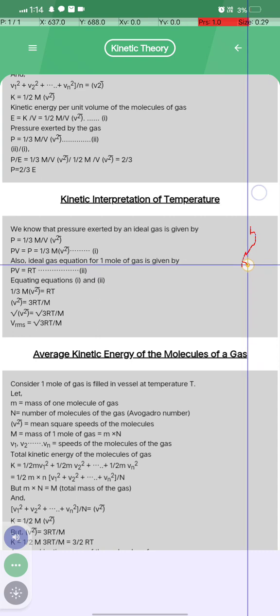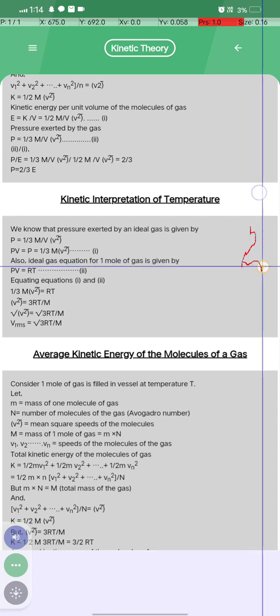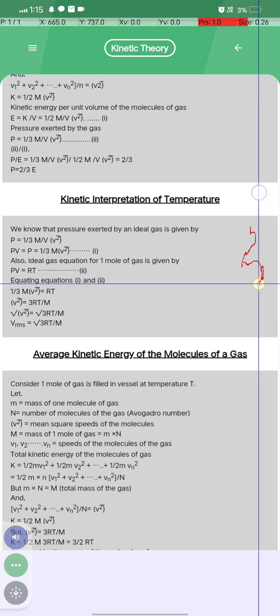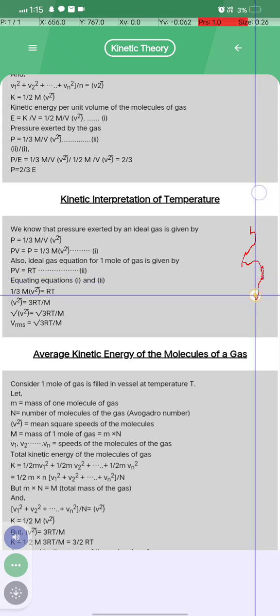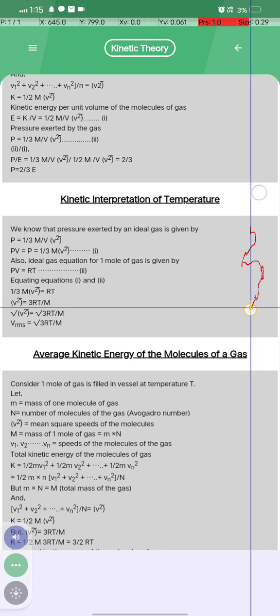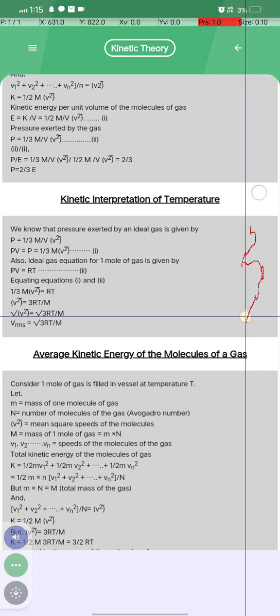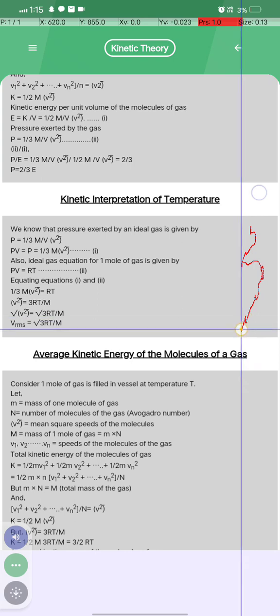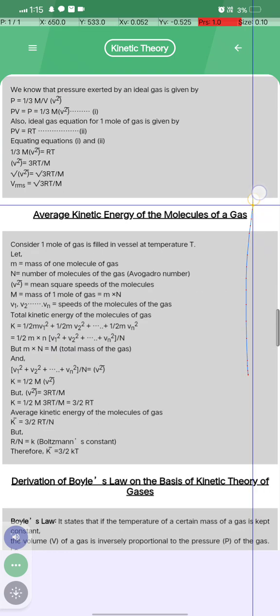Also, the ideal gas equation for 1 mole of the gas is given by PV = RT. Equating equations 1 and 3, 1/3 mv² = RT, so v² = 3RT/M, and root of v² is equal to root of 3RT/M. That is, finally, v_rms = √(3RT/M).